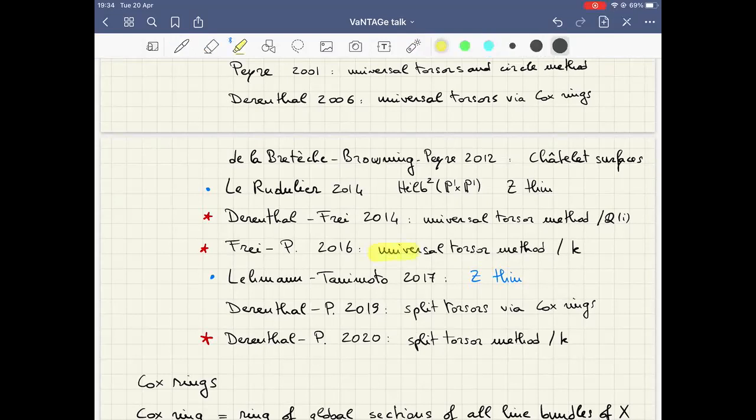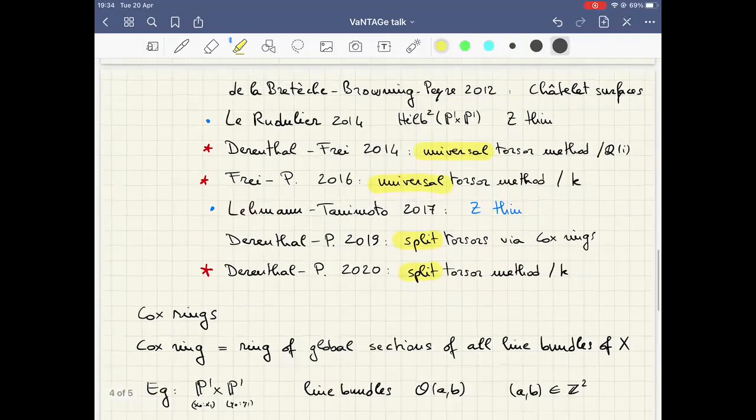We have universal torsors here and here. We have split torsors here. We also have this other paper in between, which is about split torsors and Cox rings. This is a paper about the algebraic geometry of torsors and relations to Cox rings. It's in the list of references in case you're interested in it, but it doesn't talk very much about Manin's conjecture.